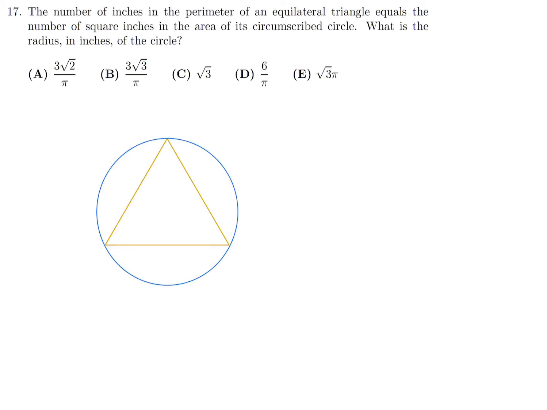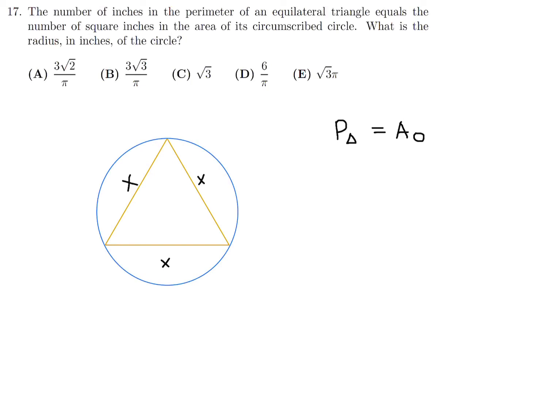You've got an equilateral triangle, which I drew in orange, and it has a perimeter. So obviously the sides are the same. I'll just denote them as X. And then you have a circle around it, and the area of that circle is equal to the perimeter of the equilateral triangle. So the perimeter of the triangle is the same as the area of the circle.